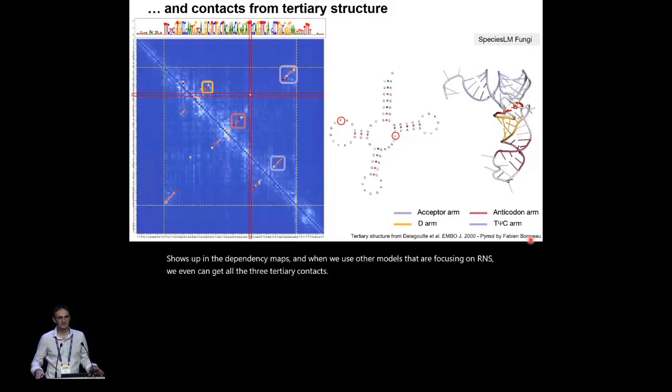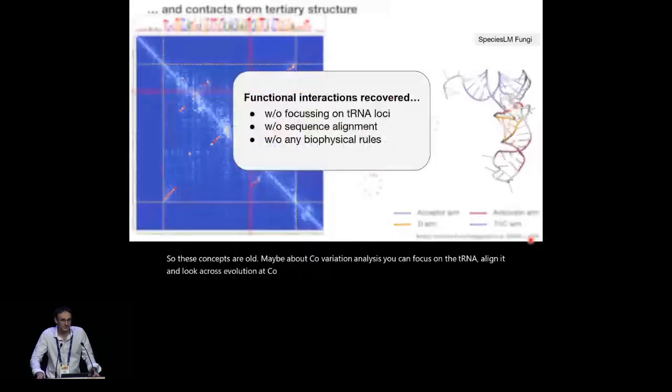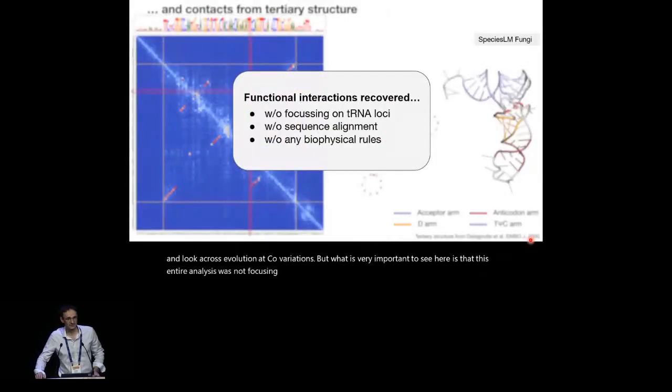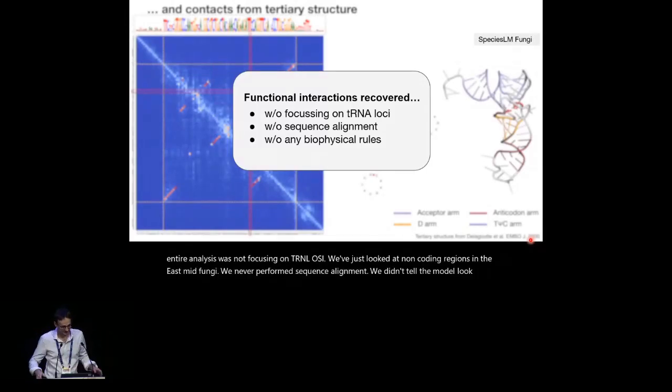So these concepts are old. Maybe you know about covariation analysis. You can focus on the tRNA, align it, and look across evolution at covariations. But what is very important to see here is that this entire analysis was not focusing on tRNA loci. We've just looked at non-coding regions in yeast, in fungi. We never performed sequence alignment. We didn't tell the model, look here and align the sequences. And we didn't enter the biophysical rules. So everything is just learned directly from the dependencies.